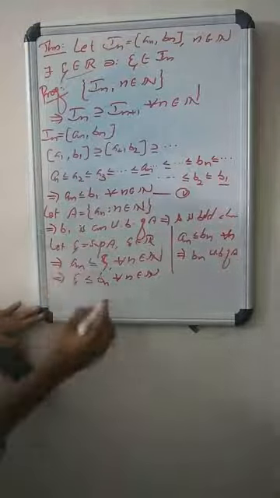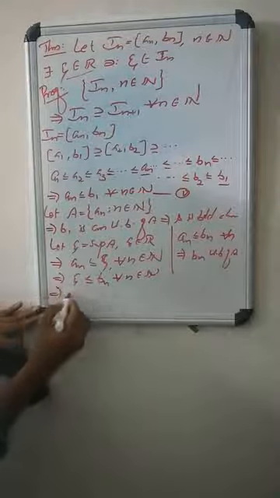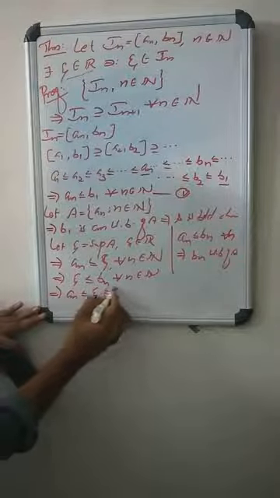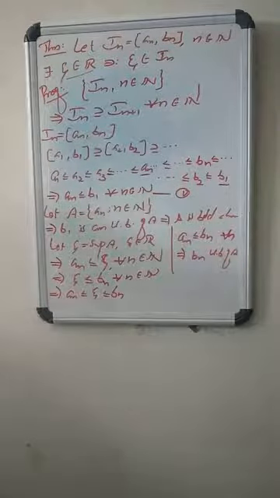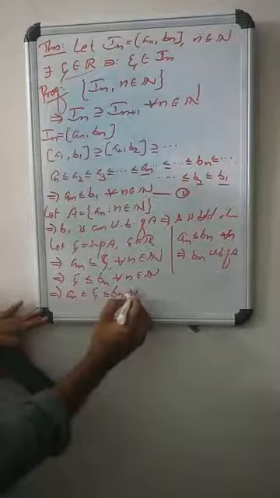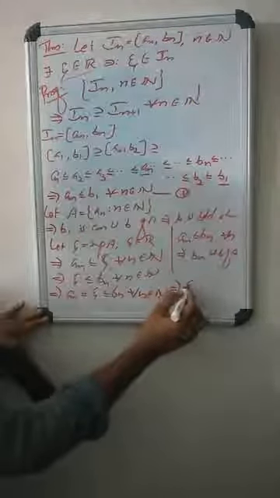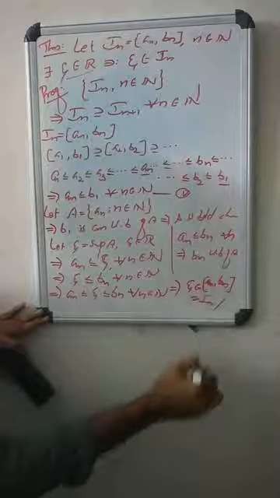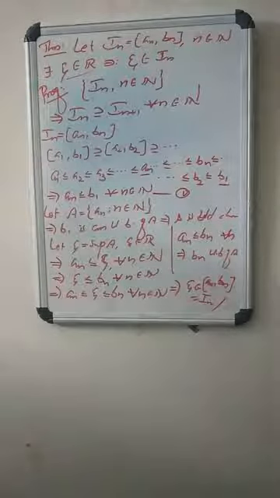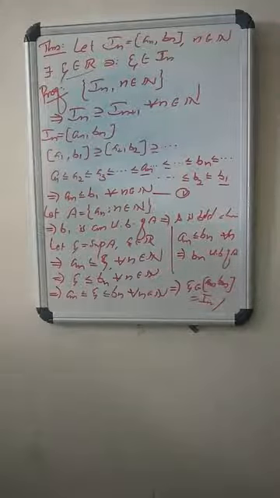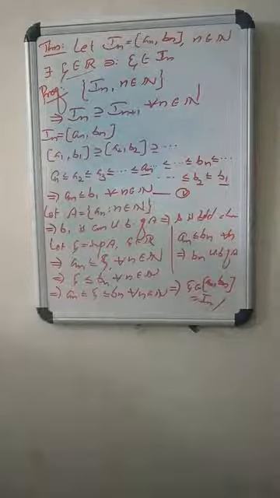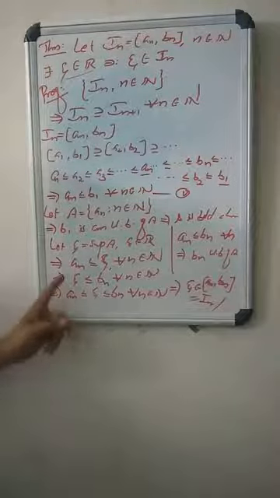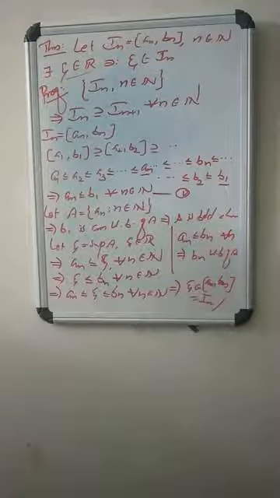So from equations 1 and 2, this gives an ≤ theta ≤ bn for all n in N. That means theta belongs to the closed interval [an, bn]. What is the closed interval [an, bn]? By the construction, it is In. So theta belongs to In. Agree? So an ≤ theta ≤ bn means theta is in the closed interval, thus theta is in In.